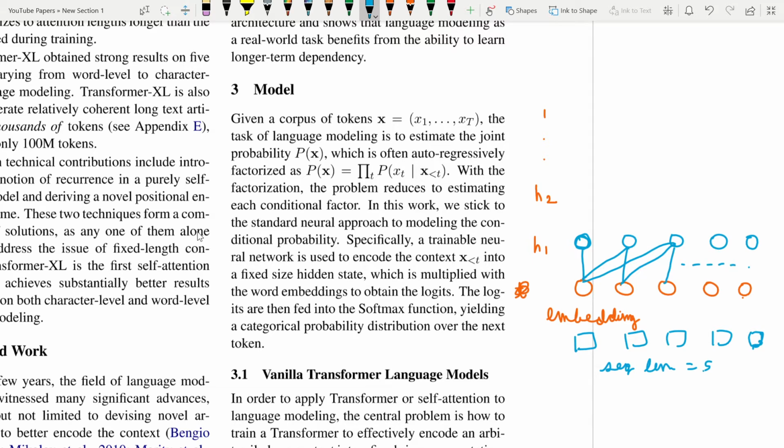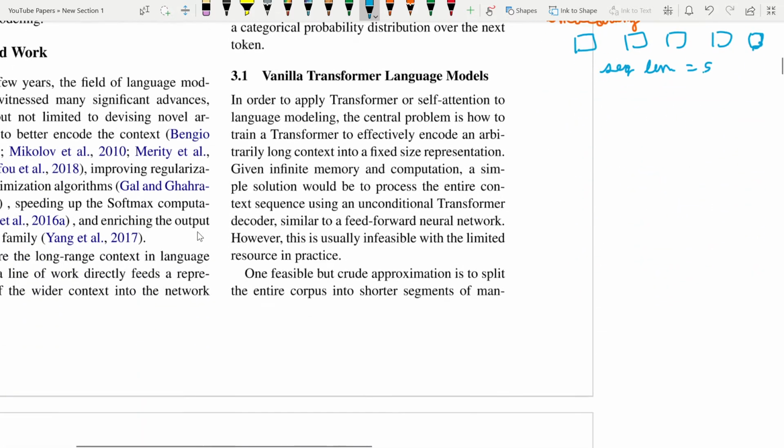So this is what is written over here. That's a pretty normal thing for transformers, directly taken from the vanilla transformer. And finally you have some sort of MLP, a linear layer at the end, which gives you the logits, and then you apply a softmax, and a categorical probability distribution is obtained. So these are just vanilla transformer language models.